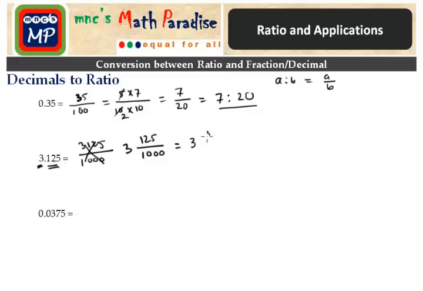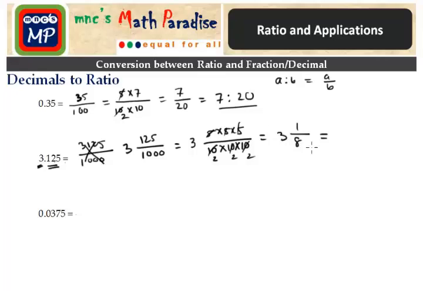125 can be written as 5 times 5 times 5. 5 times 5 is 25, 25 times 5 is 125. And 1000 can be written as 10 times 10 times 10. So 5 and 10 will give 2, 5 and 10 will give 2, 5 and 10 will give 2. So we are getting 3 and 1 by 2 times 2 is 4, 4 times 2 is 8. That can be written as 3 and 1 by 8.